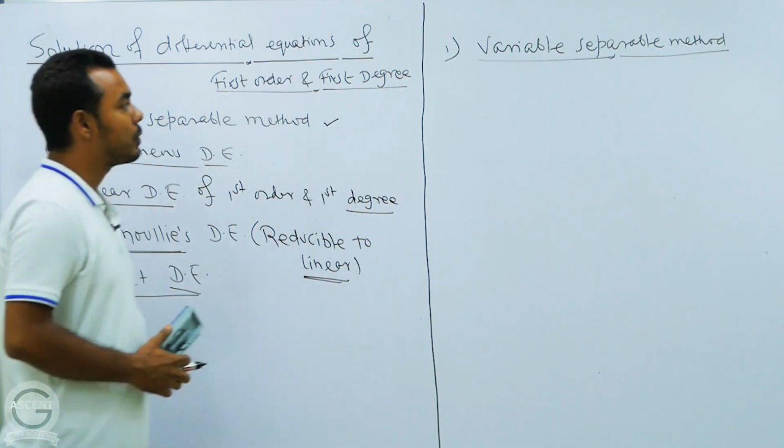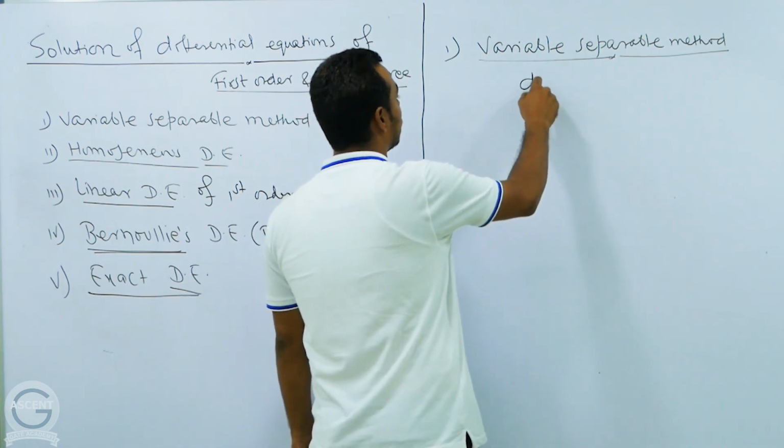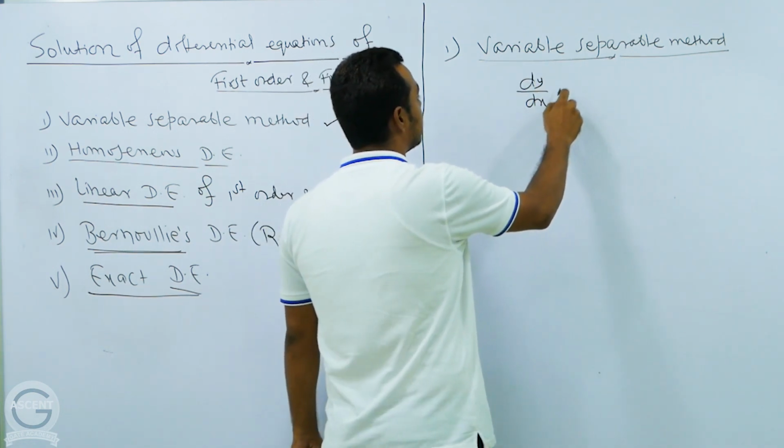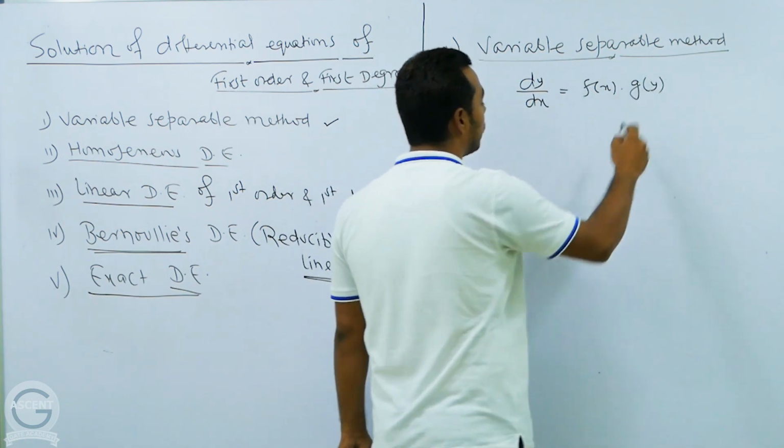So our first one is the variable separable method. Here your differential equation will be in this form: dy by dx equals some function of x multiplied by some function of y.